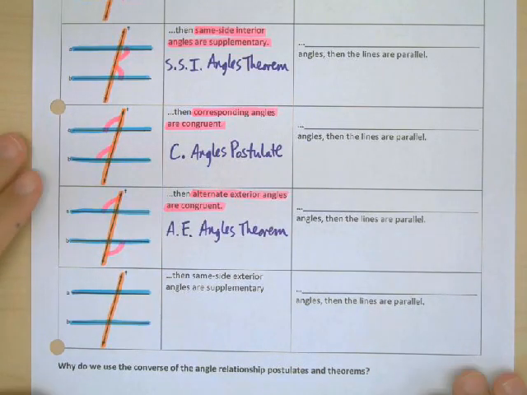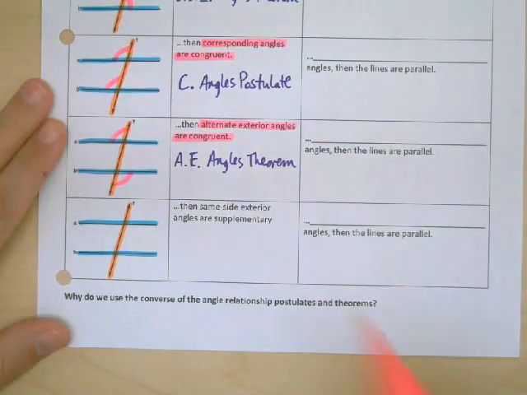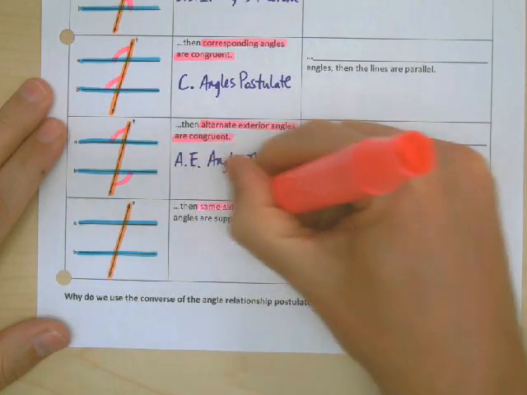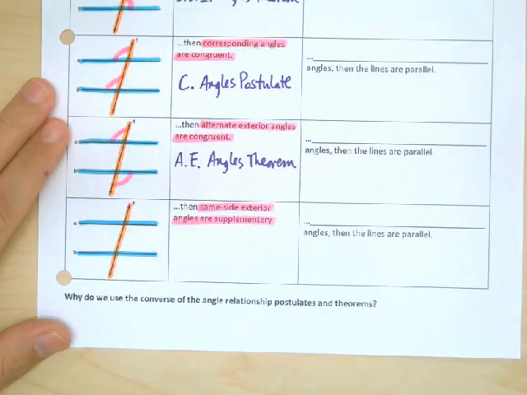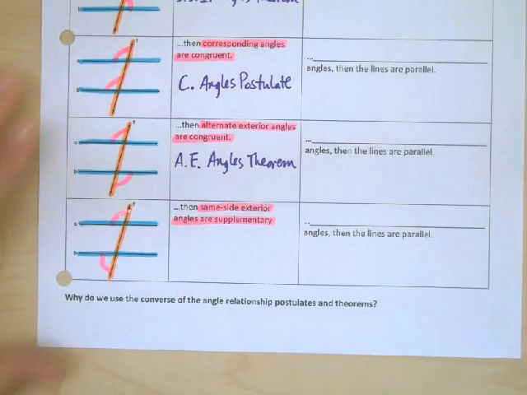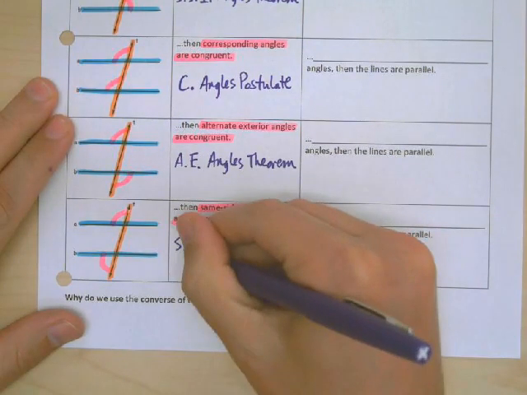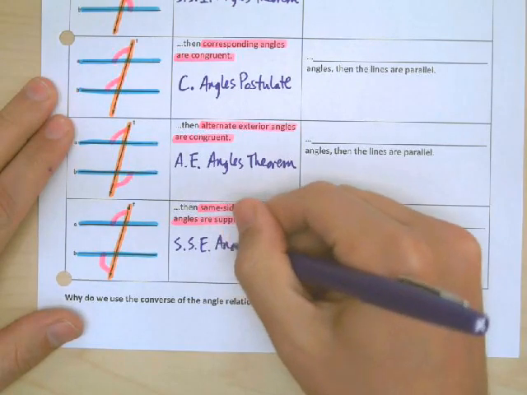And last but not least, when we start with parallel lines, we can conclude that same-side exterior angles are supplementary. Here's a pair of same-side exterior angles. And so this would be called the SSE, for same-side exterior angles, theorem.